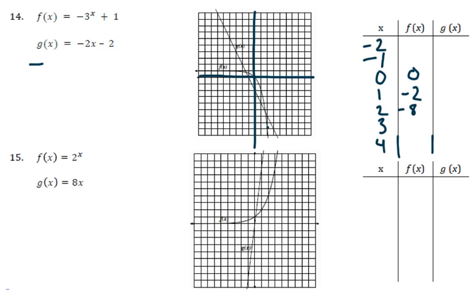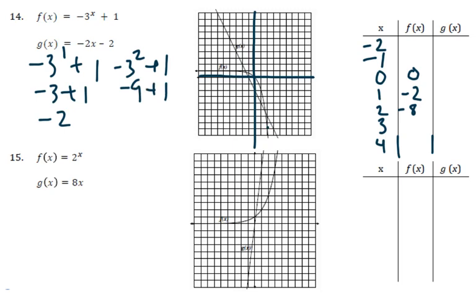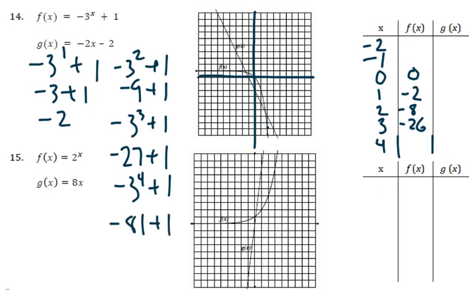Let's double check those. -3 to the first plus 1. -3 to the first is -3 plus 1 is -2. -3 squared plus 1 is -9 plus 1 is -8. Yep. So -3 to the third plus 1, -3 to the third would be -27 plus 1 would get us -26. Then -3 to the fourth plus 1, that's -81 plus 1 would give us -80.